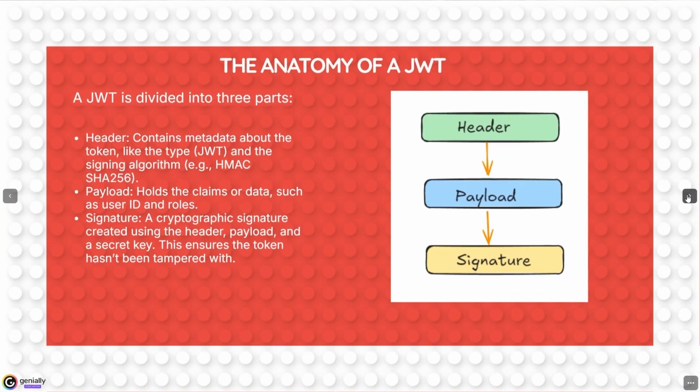A JWT is divided into three parts. One is header. It contains metadata about the token, like the type JWT and the signing algorithm, for example HMAC. And next one is payload, holds the claims or data, such as user ID and roles. Next one is signature. It is a cryptographic signature created using the header, payload, and secret key. This ensures the token hasn't been tampered with.